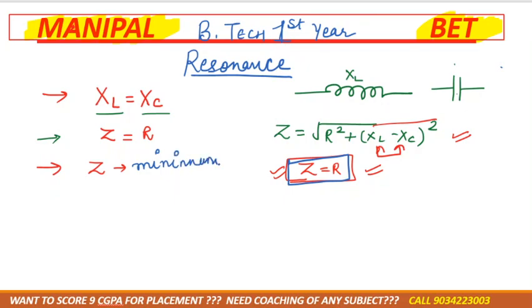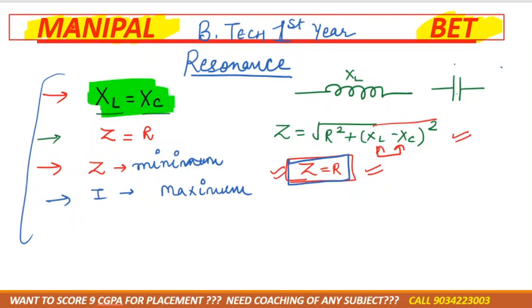So in the condition of resonance impedance is minimum, and if impedance is minimum then current will be maximum, because resistance and current are inversely proportional to each other. Got it? So this is basically the condition of resonance where XL is equal to XC.